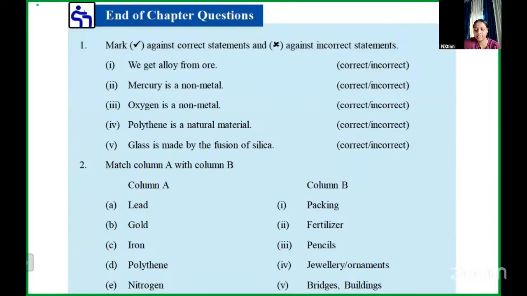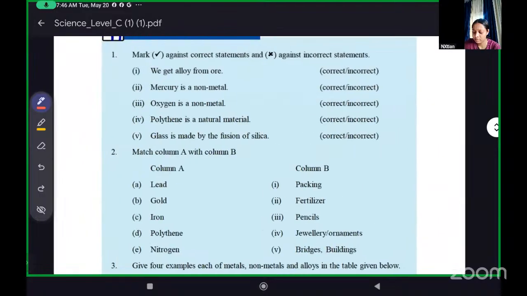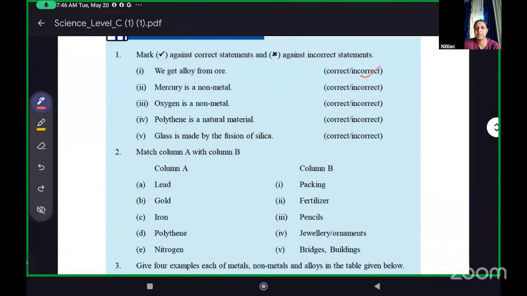Now, mark tick against the correct statements and cross against incorrect statements. We get alloy from ore. Is that a correct or incorrect statement? Incorrect, ma'am. Second one, mercury is a non-metal. Incorrect, ma'am. Correct. Oxygen is a non-metal. I think it's incorrect, ma'am.